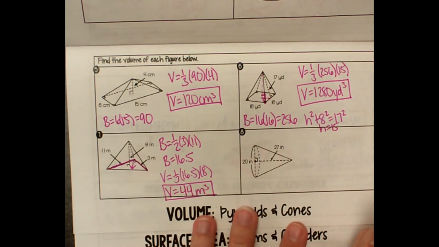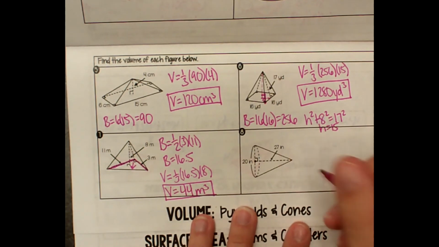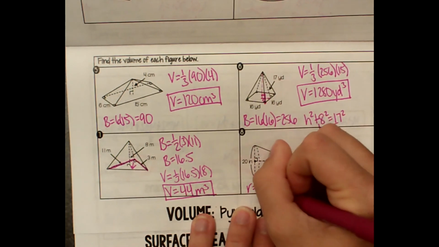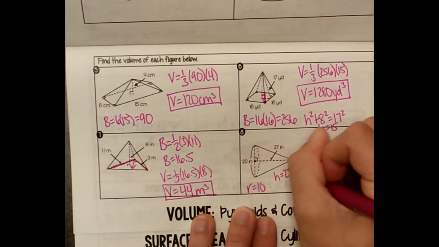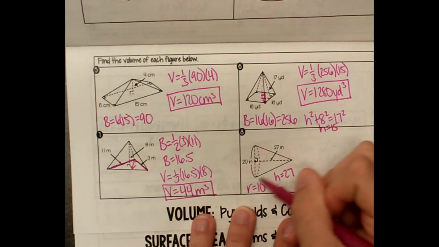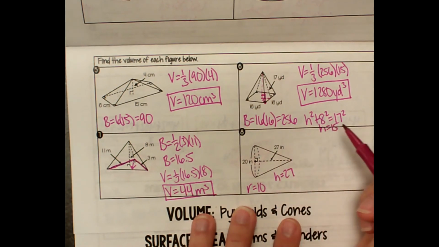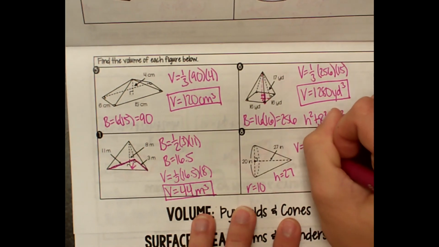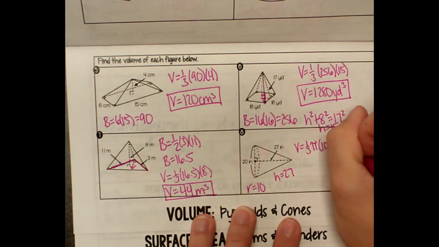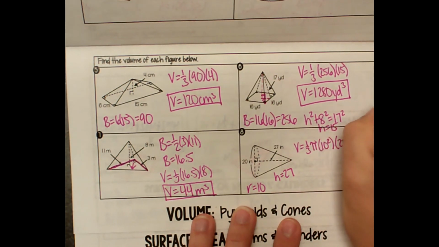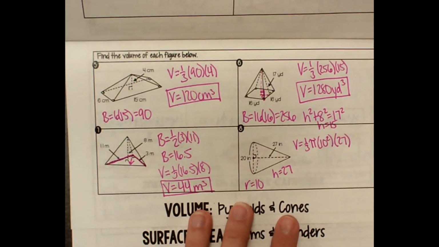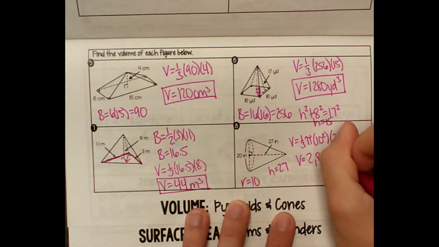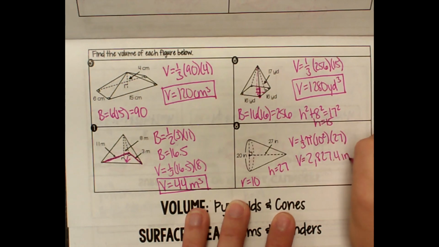Number 8, it's a cone. Our radius, they gave you the diameter, it's the whole part, is 10. My height is 27. Remember, if they didn't give you the height and they give you the slant height, you would still have to use the Pythagorean theorem to find it. So volume is equal to 1/3 pi times 10 squared times height, which is 27. You plug that in, volume is equal to 2,827.4 inches cubed.